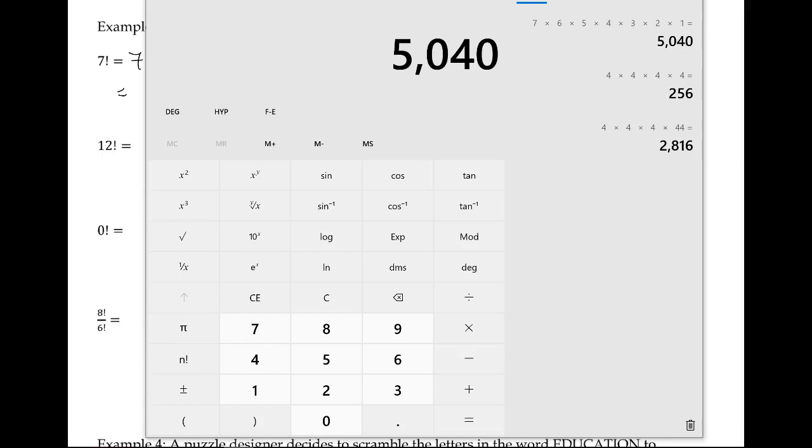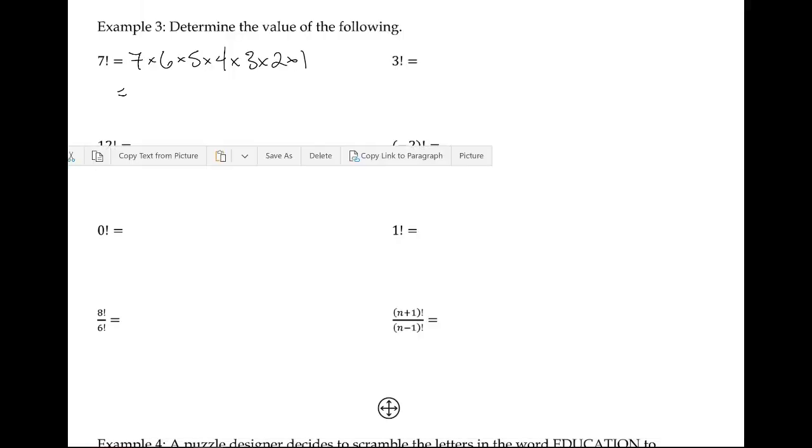Now, if I look on my computer calculator, I see that I do not have it, so I'm going to have to keep typing it in this way. So I'm going to have to use my own personal calculator in order to do this. Oh, no, never mind. It's right there. Yay. So if I put 7 factorial, I get 5,040, just like that previous example.